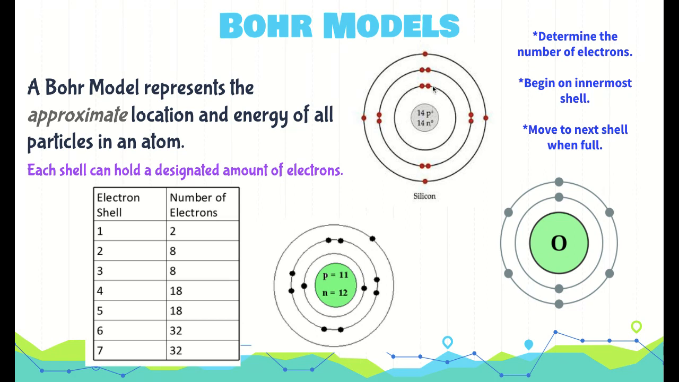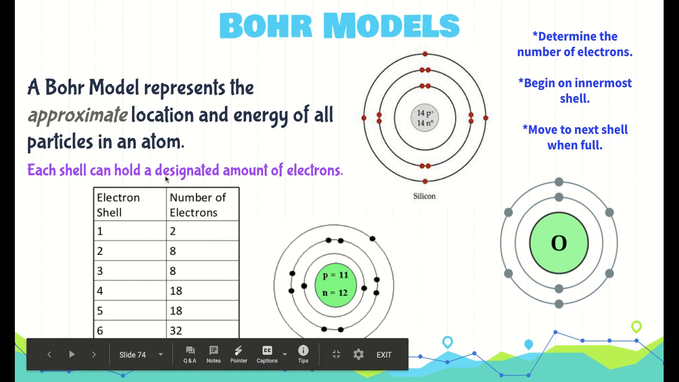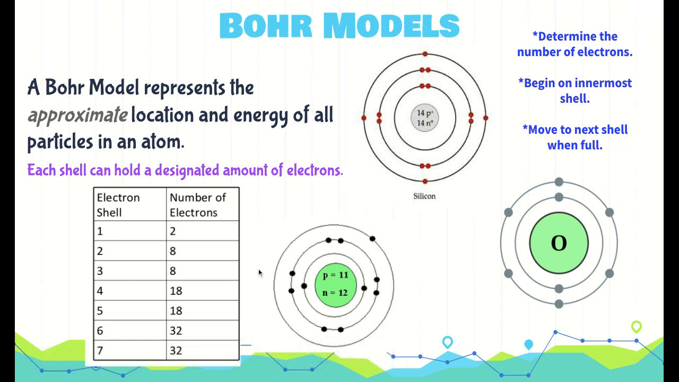We know that as we move further away from the nucleus, we're going to get more and more energy. So within these electron shells or orbitals, we've talked about them, they can only hold a designated amount of electrons. Okay, and this table here is important. You're going to want to know which ones hold how many.